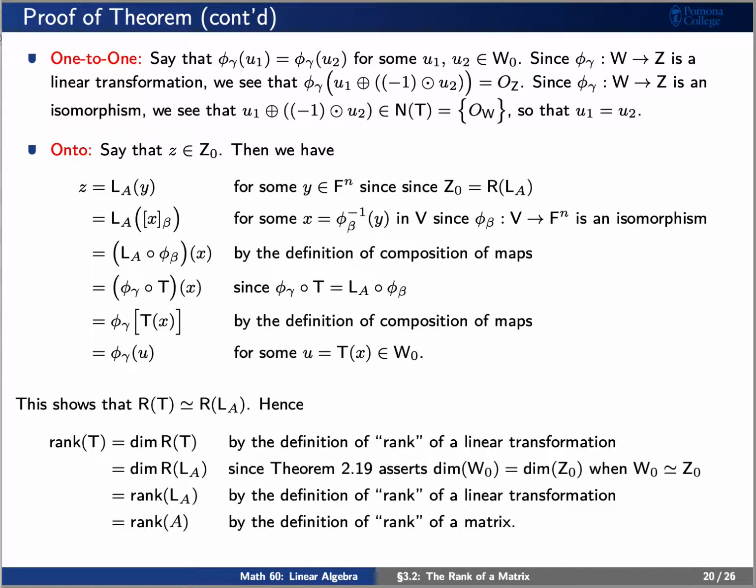So now we've proven that there is an isomorphism between W0 and Z0, showing that the range of T is indeed isomorphic to the range of LA.